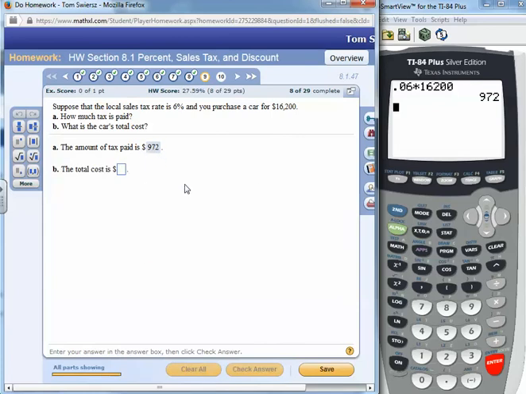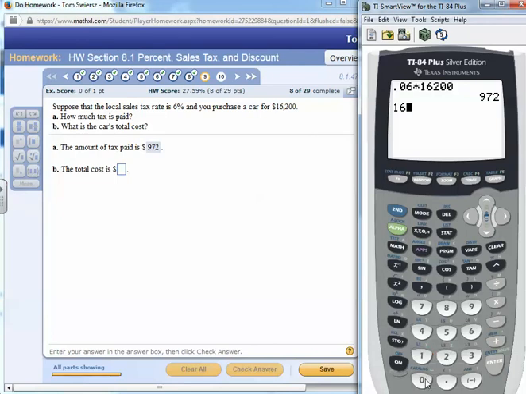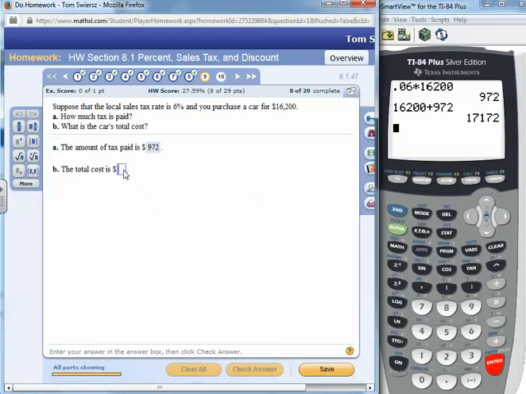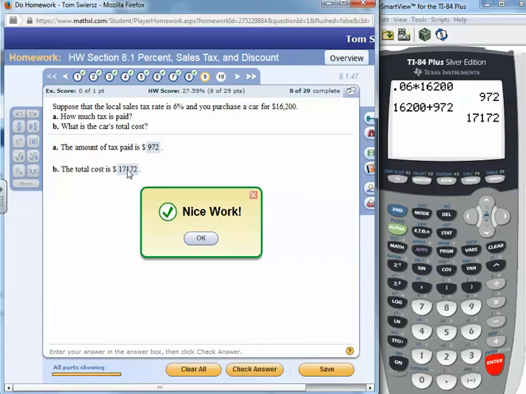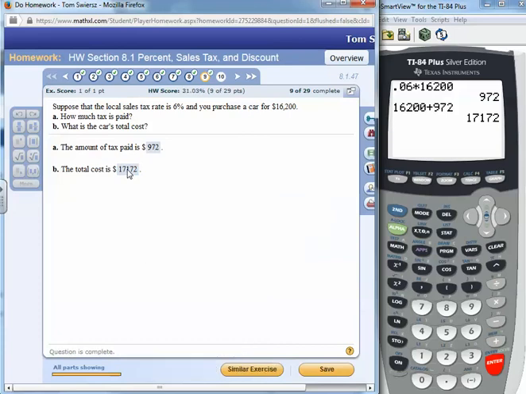Well, the cost of the car alone is what? 16,200, right? Plus we add on the tax, which we just figured out was 972. So that would bring the total cost to $17,172. Add the cost and the tax to get the total.